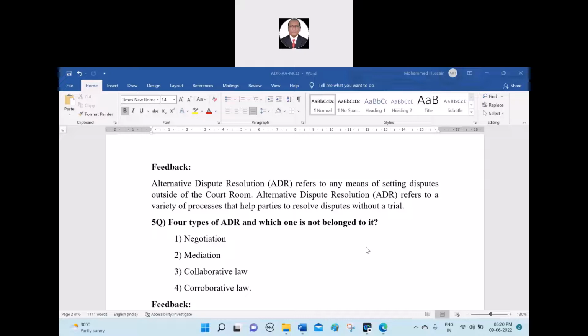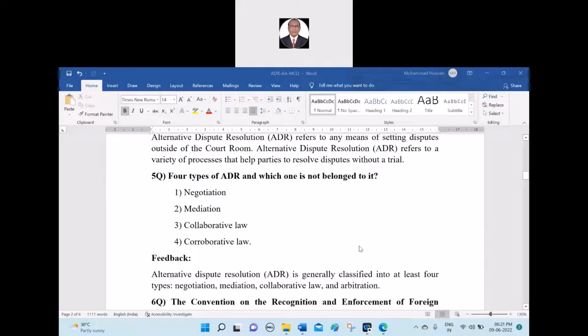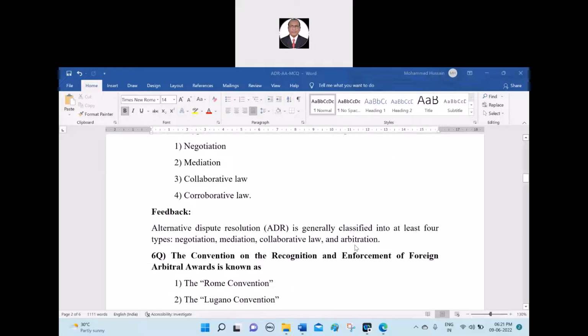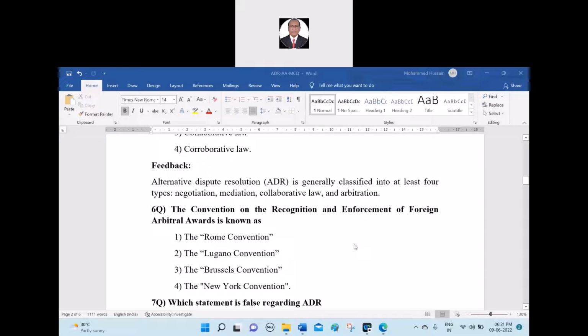Three, sir. No, 4, sir. It is a 4. Four, sir. Corroborative law is not there. Collaborative law is there in the ADR. Feedback: alternative dispute resolution (ADR) is generally classified into at least 4 types: negotiation, mediation, collaborative law, and arbitration.